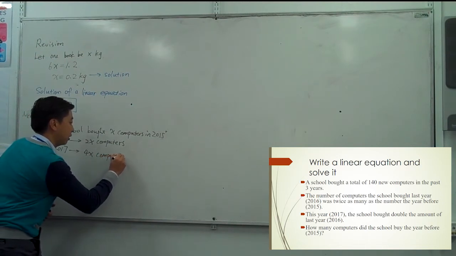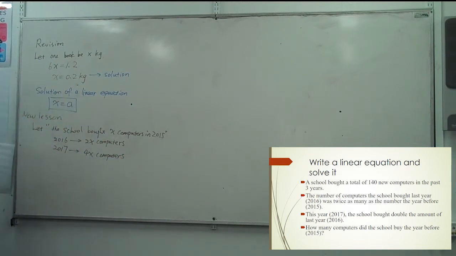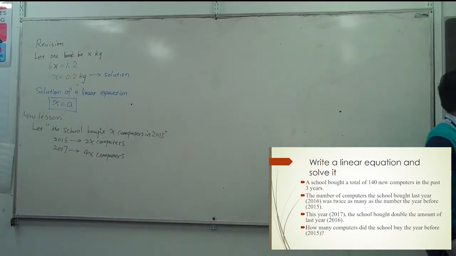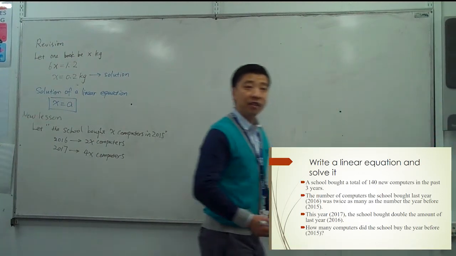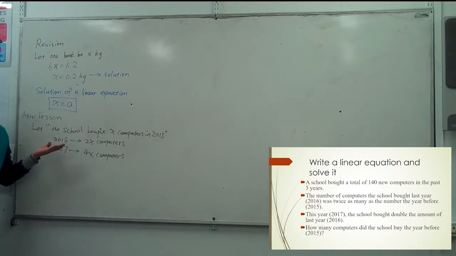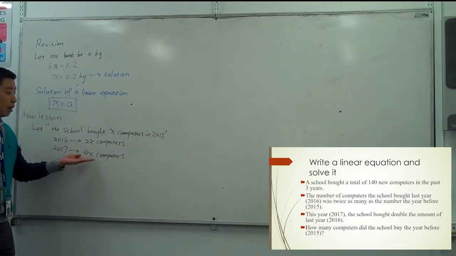computers. Very good. Not always 2x. You can see I use different ways to express "twice as many as" and "double", but you end up with different writing. You have to read carefully. That's your literacy skills. So 2x and 4x.